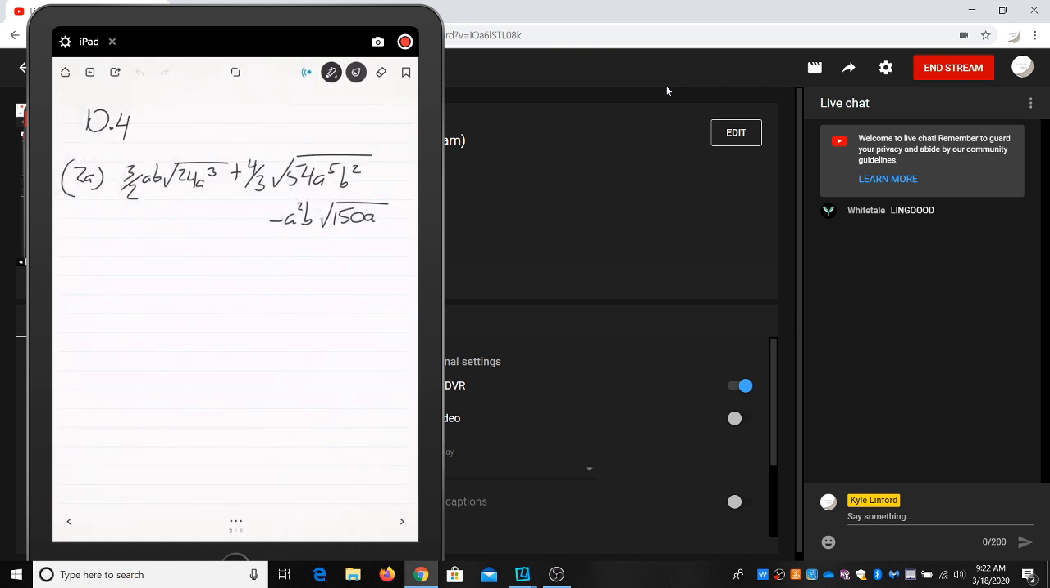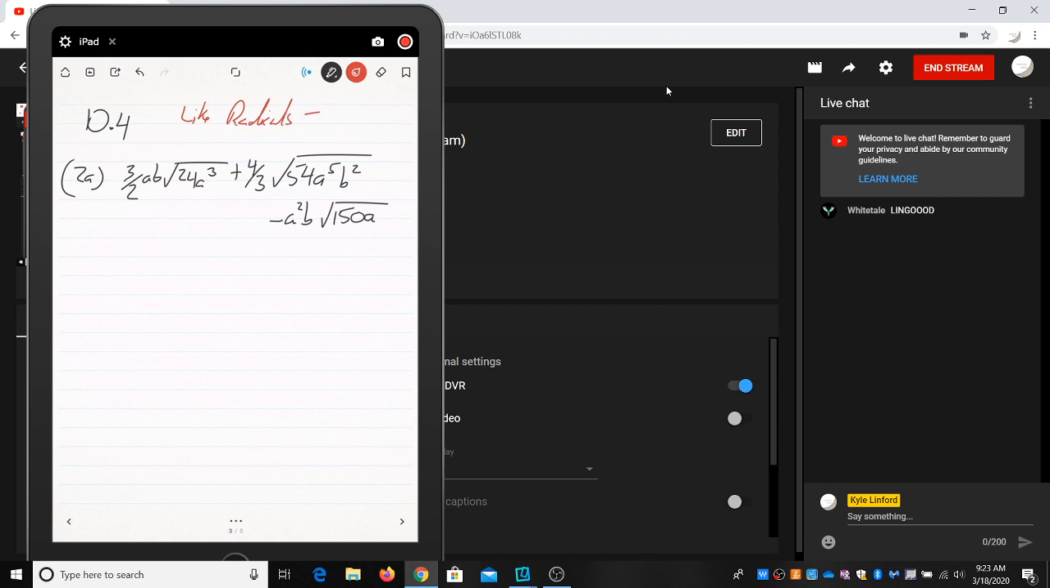All right, let's switch up sections and try section 10.4, where we have to add and subtract radicals. Now, when we go about adding and subtracting radicals, the thing that we need to have are what we call like radicals. And like radicals, let's remind ourselves really quick.